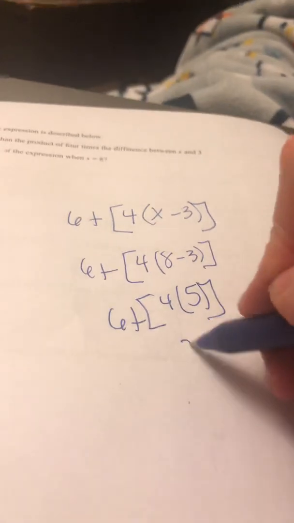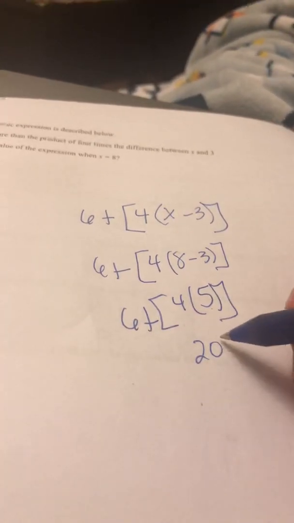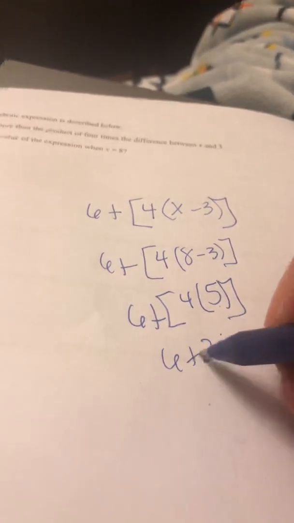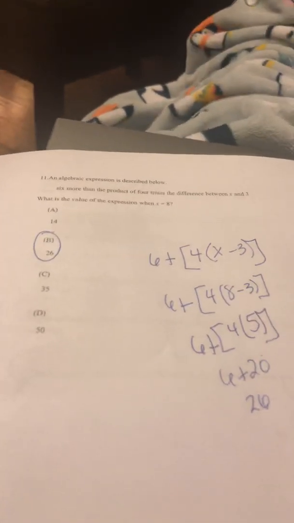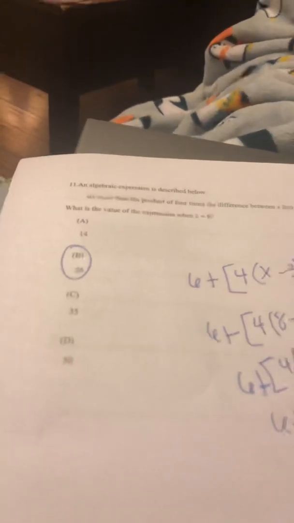Okay, 5 times 4 is 20. They can disappear now. Bring down my 6 plus. 6 plus 20 is 26. Come over here. There we go. B. Done.